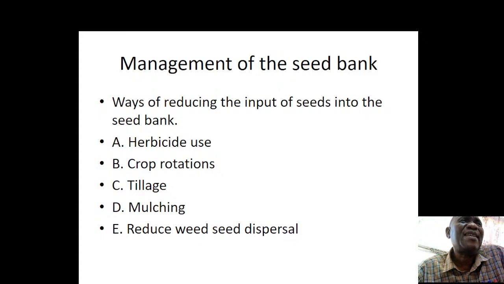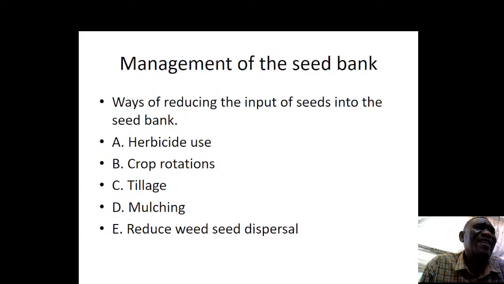Management of the weed seed bank. How can we manage the seed bank? We can try to reduce the input of seeds into the seed bank via herbicide use, crop rotation, tillage, mulching, and also try to minimize weed seed dispersal.